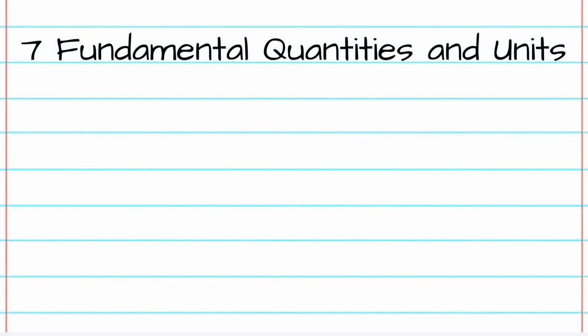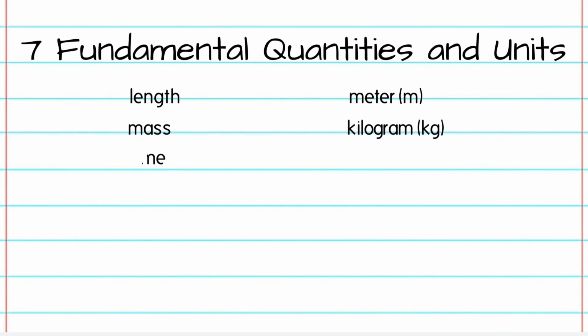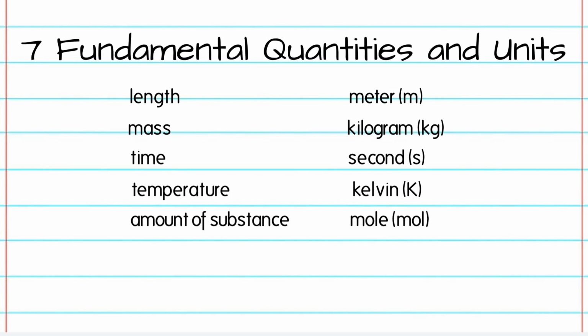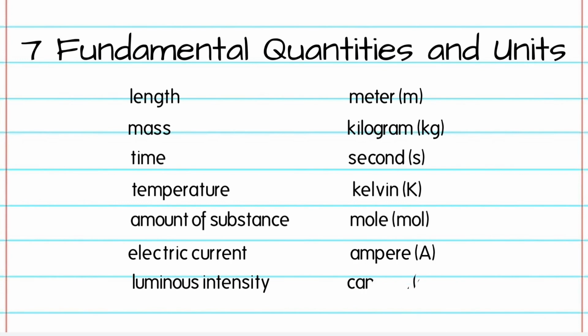We have 7 fundamental quantities and SI units, namely length in meter, mass in kilogram, time in second, temperature in Kelvin, amount of substance in mole, electric current in ampere, and luminous intensity in candela.